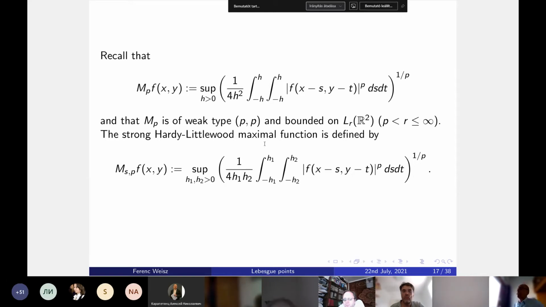The problem is that the measure of the rectangle can be small, even if one side of the rectangle is small and the other side is large. So the product can be small in this case, also in this case. This is the reason why the weak type (p,p) inequality does not hold.